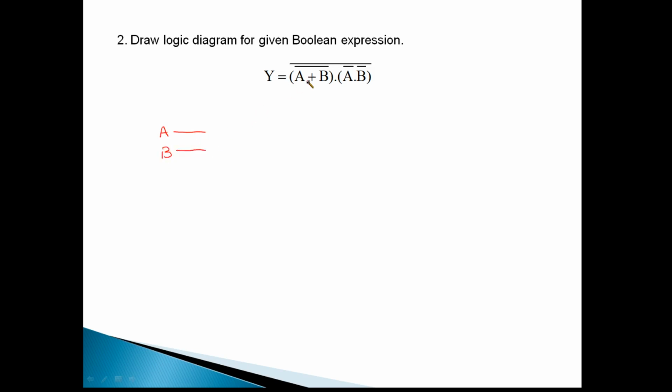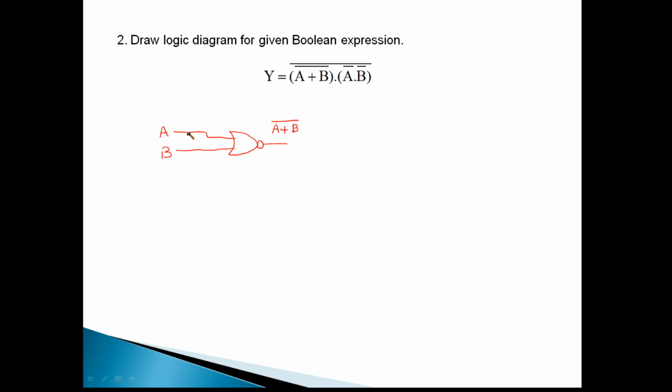For the first term you need a NOR gate, so let us put a NOR gate here. A is given to this NOR gate and B is also given to this NOR gate. The NOR gate will produce (A plus B) bar, that means this bracket. Next, you need A bar and B bar for this bracket.